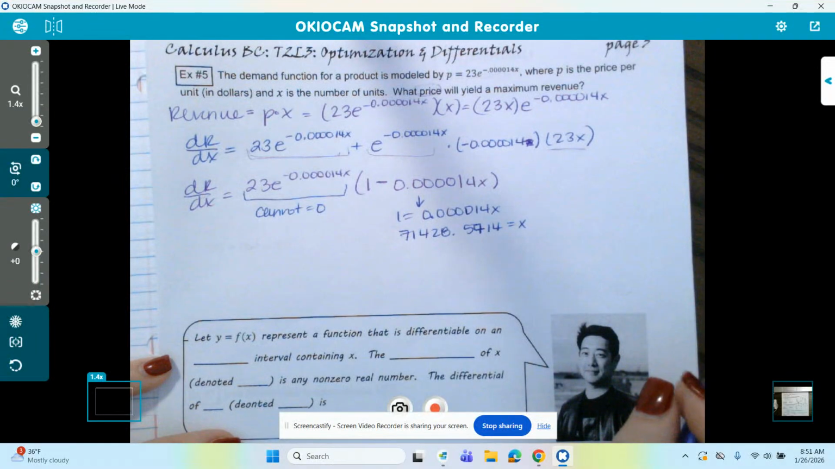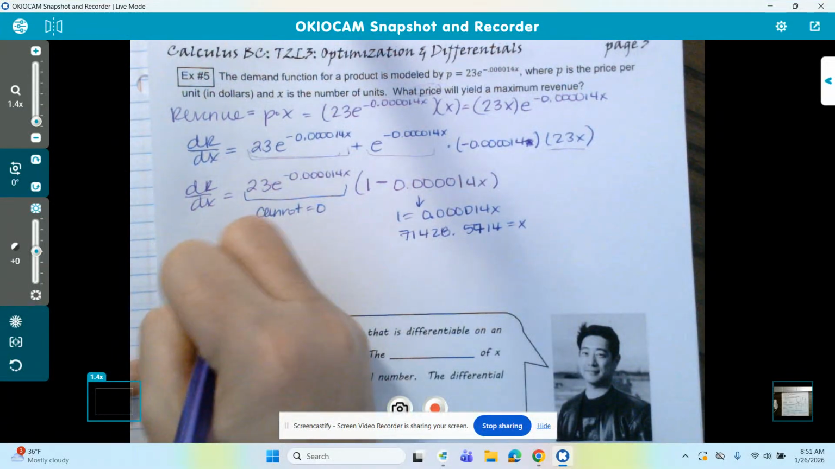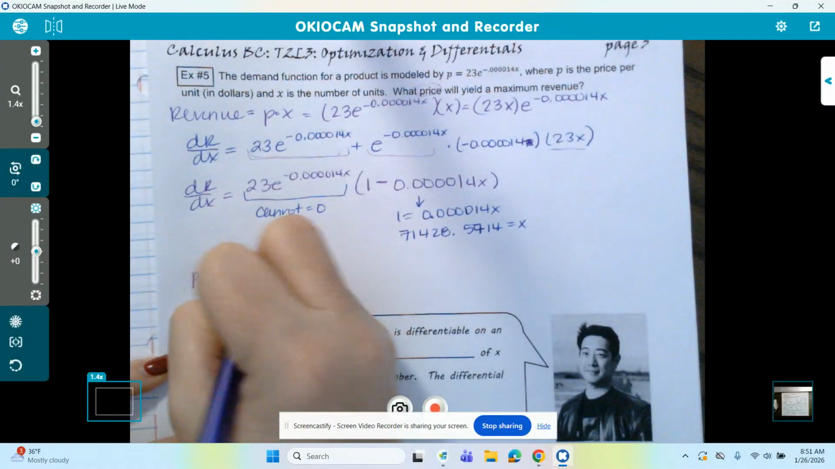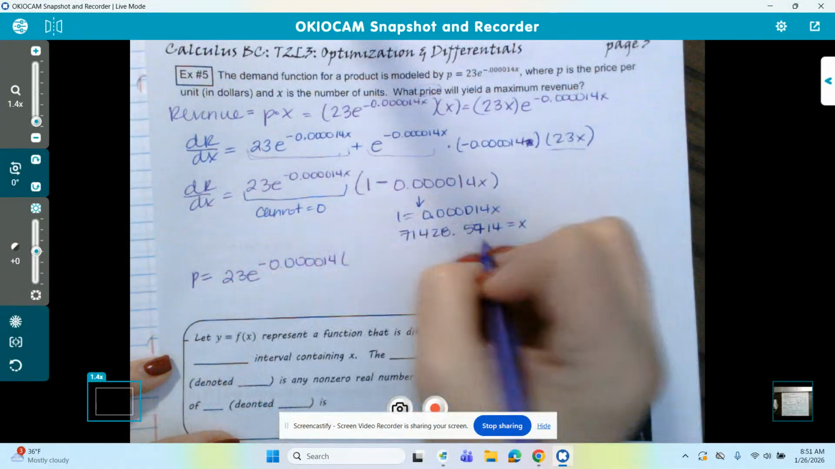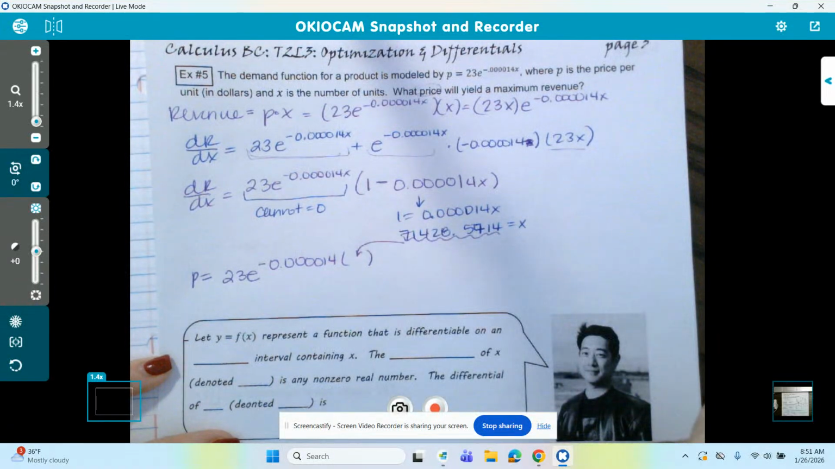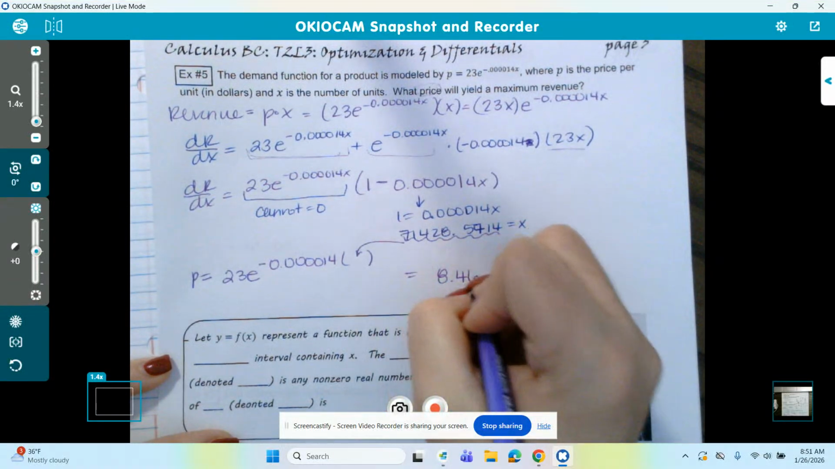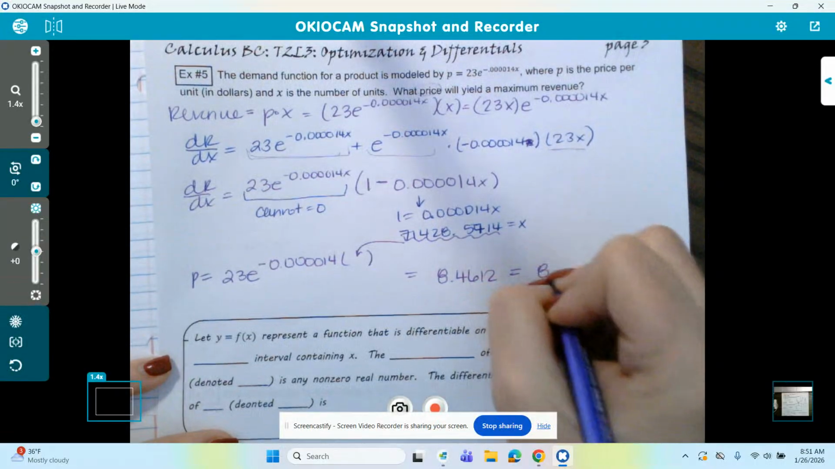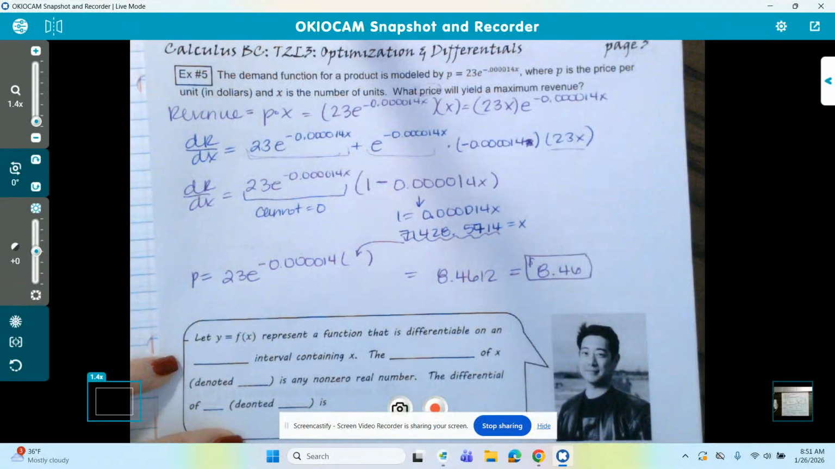So then to find the price that will yield the maximum revenue, we're looking for P. So P is going to equal 23e to the negative 0.0001234014, and then you would take this whole value and put it in for x. And that's going to give us 8.4612. We're dealing with price, so we are going to round properly here: $8.46.